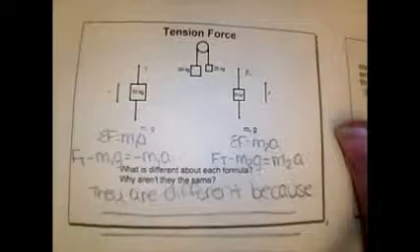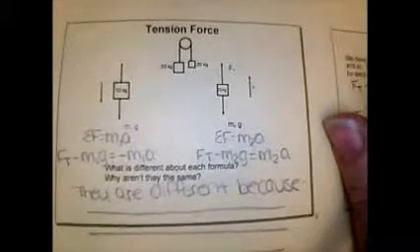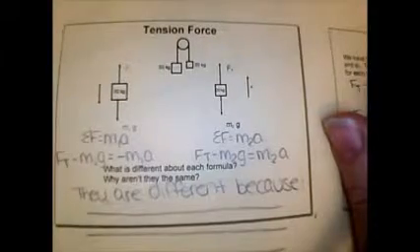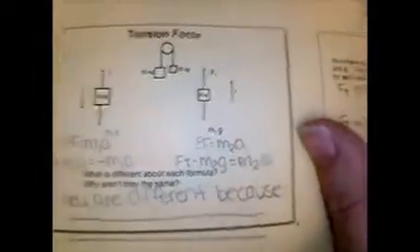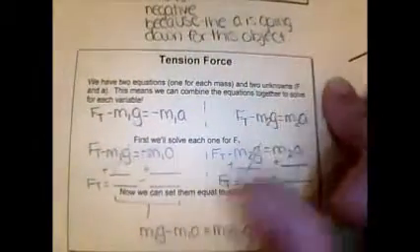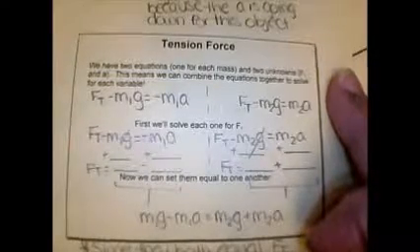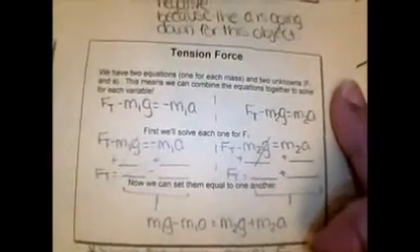So now, when we look at them, what's the difference between the two of them? Well, we've got a negative acceleration and a positive acceleration. And we have an m1 and an m2. So now we have two equations, one for each mass, and two unknowns, ft and a. This means we can combine them together to solve for the variables.